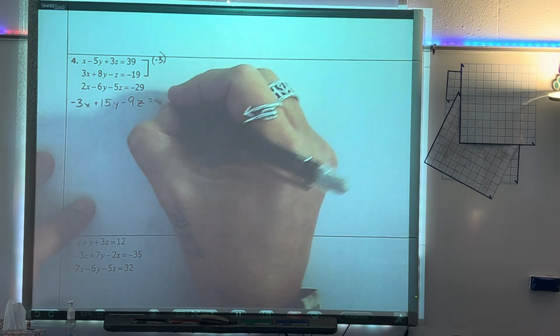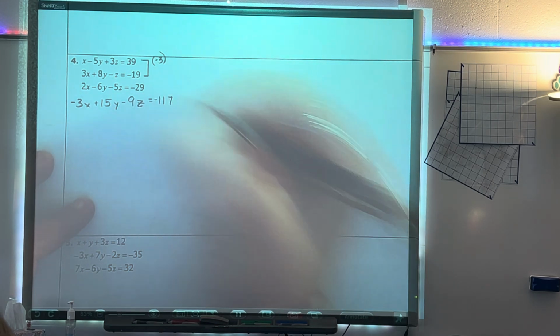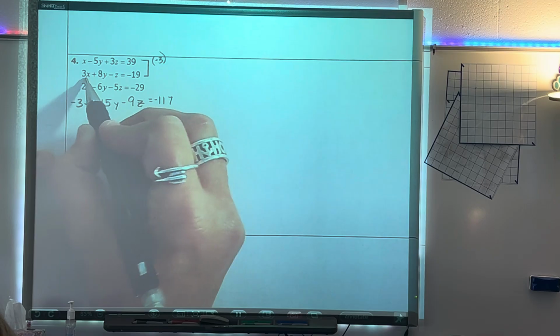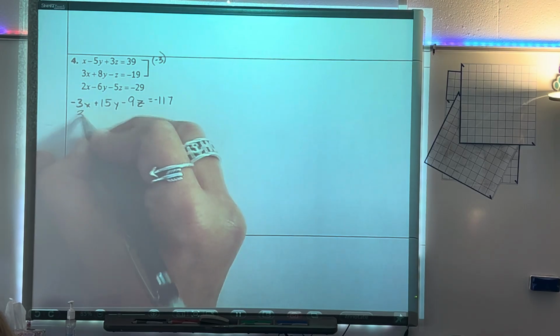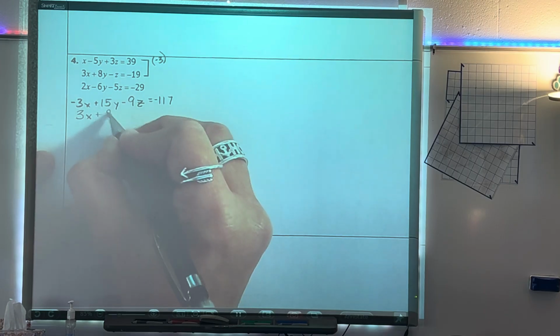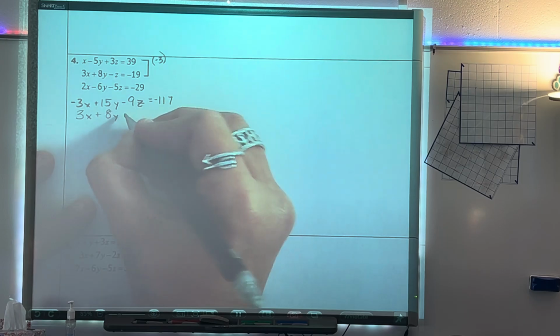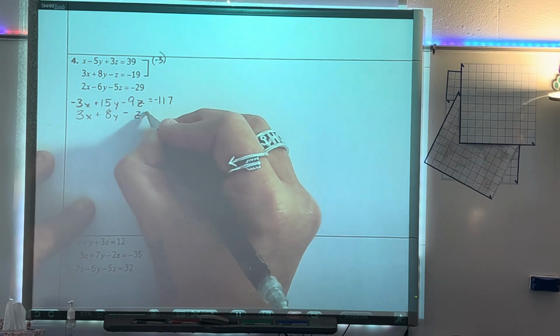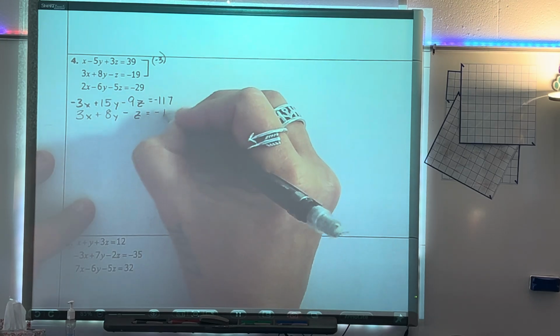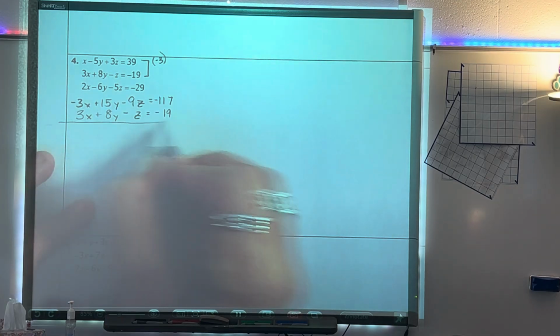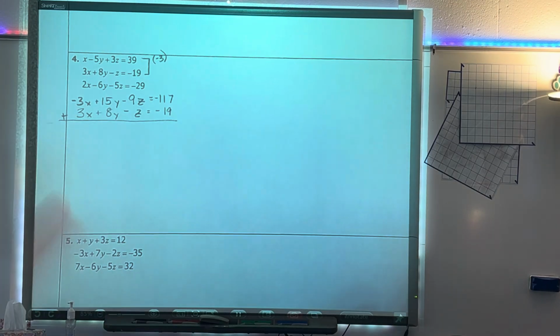Negative 117, is that what y'all got? Okay, then this one I don't have to multiply at all, I just have to bring it down. X plus 8y minus z equals negative 19. This is where if you're super messy and sloppy, you can really get lost in what you're doing.